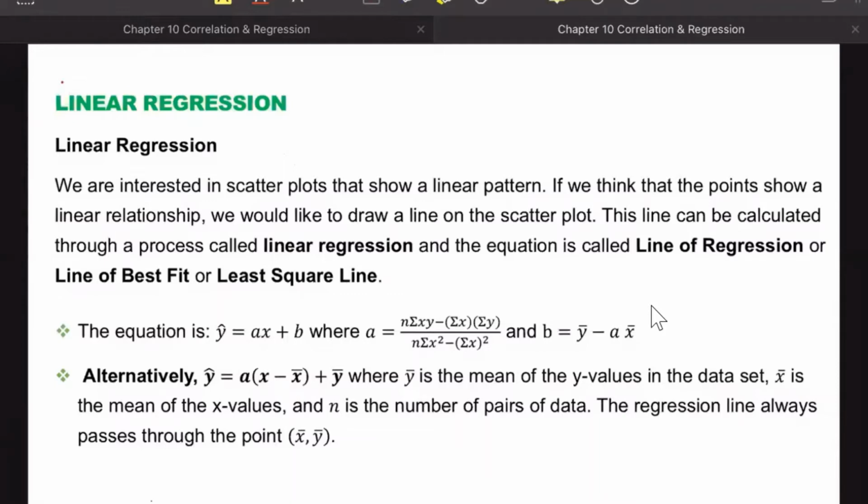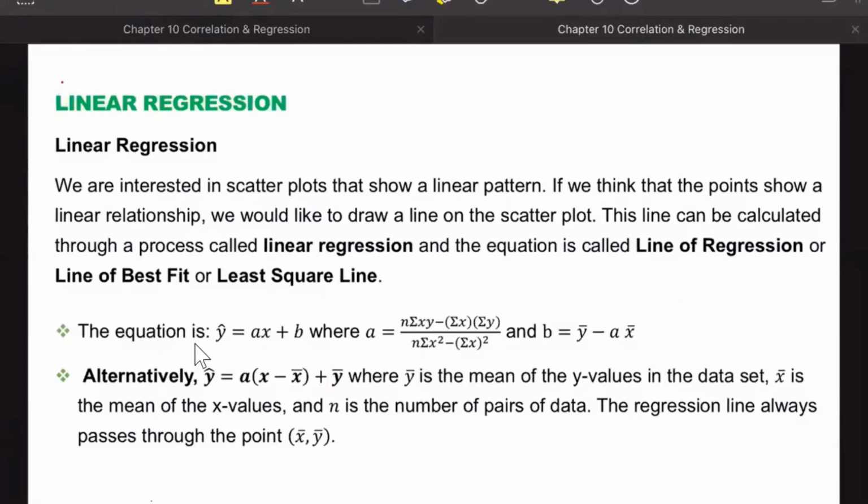And we talked about how we can model such a relationship using a line, and that line is called the line of regression, or the line of best fit, or the least square line. And today we are going to find the equation of the line of best fit, which is also called the least square line or line of regression.